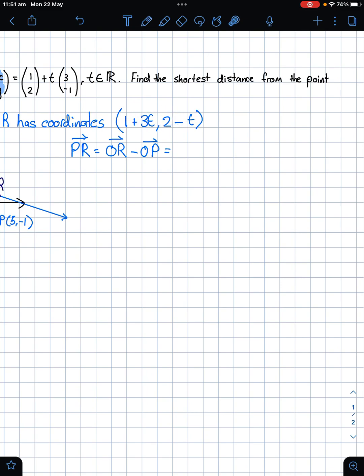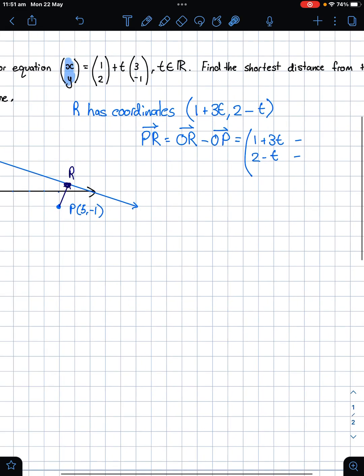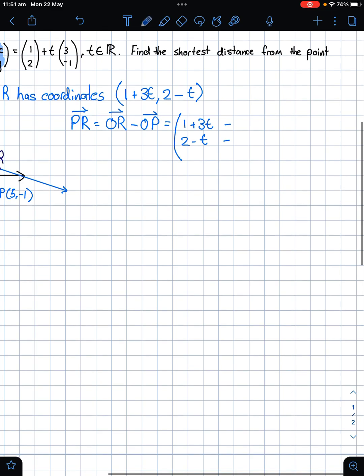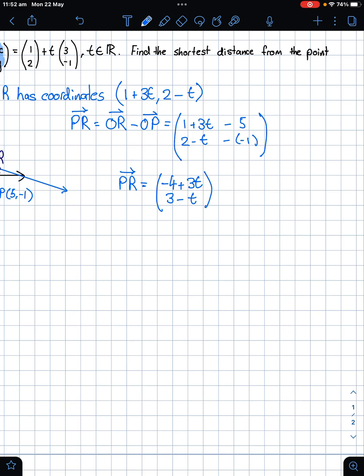Okay, the coordinates can help, but we're looking at here, OR is 1 plus 3t, and then we've got 2 minus t here, and then minus OP, so this is our position vector of our point, which is 5 and -1. We're going to have 5 and -1, and this gives us our vector. So PR is going to equal 1 minus 5 is -4. So we've got -4 plus 3t. And then 2 minus t plus 1 is going to be 3 minus t. So we've got our vector all sorted now.